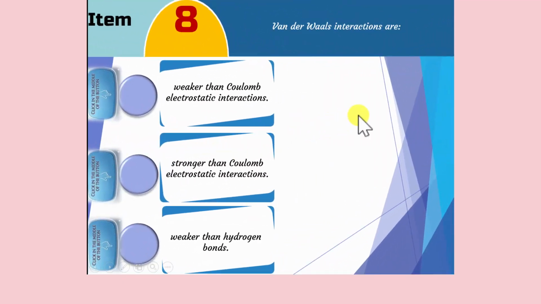They act between real ions carrying net charges like sodium and chloride ions, and are responsible for the cohesion of ionic solids rather than molecular solids. A memorable example of van der Waals forces is how geckos can cling to smooth glass without glue. The correct answer is that van der Waals interactions are weaker than both Coulomb electrostatic interactions and hydrogen bonds.